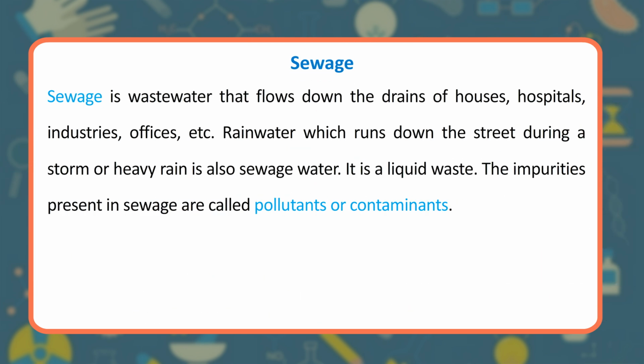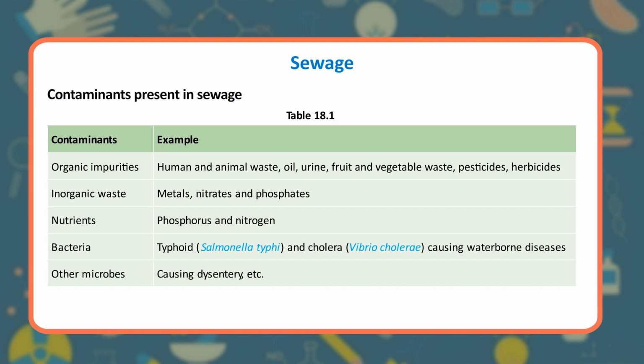Sewage. Sewage is wastewater that flows down the drains of houses, hospitals, industries, offices, etc. Rainwater which runs down the street during a storm or heavy rain is also sewage water. It is a liquid waste. The impurities present in sewage are called pollutants or contaminants.